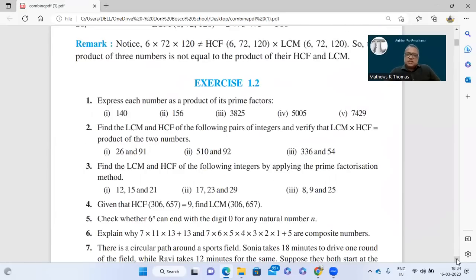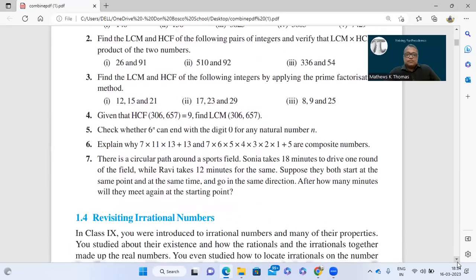So this is an expected question, finding HCF and LCM of 2 numbers or 3 numbers. If it is 2 numbers, like question number 2, then we have to also do the verification that HCF into LCM is the product of the 2 numbers. If it is 3 numbers, you just have to find HCF or LCM.